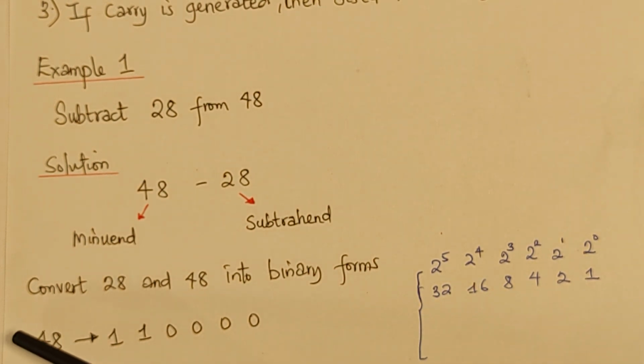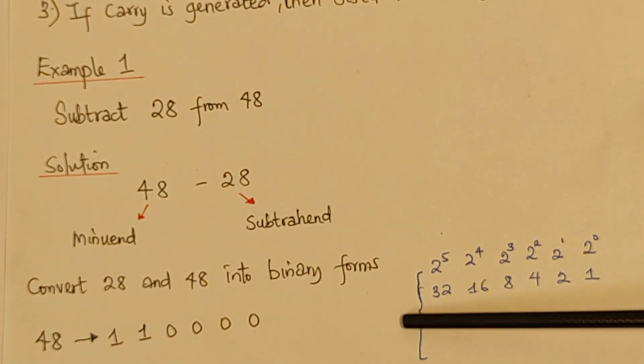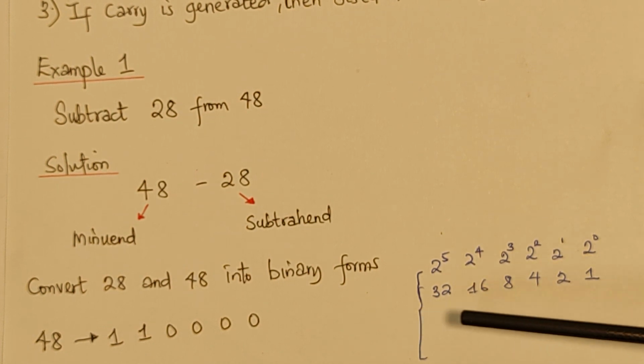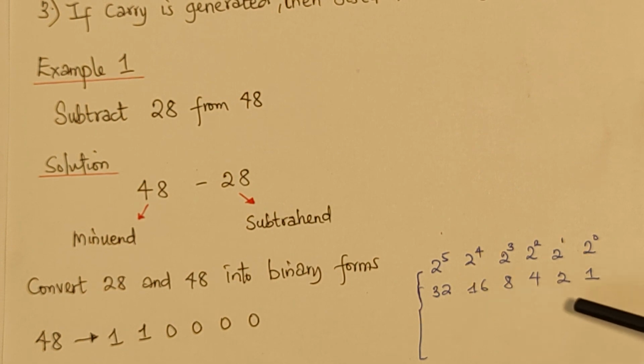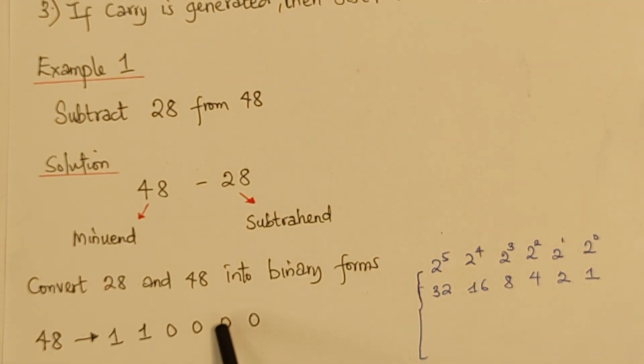Now, the next thing I need to consider is this 48. What will make up 48 here? 32 plus 16 will give us 48. So I'm going to turn those on as 1, 1. And these other ones which were not involved will be zeros. This is why we have 1, 1, 0, 0, 0, 0.